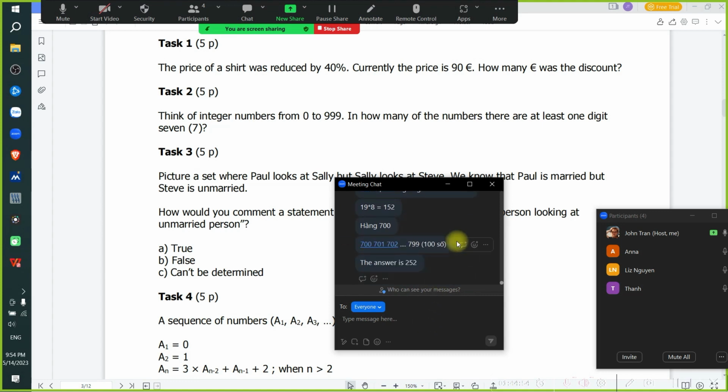Okay, but just to be safe, I write everything down, okay? If we have time. But to be honest, you don't. So it's just 5 points, okay? So do it last. It's only 5 points, so do it last.